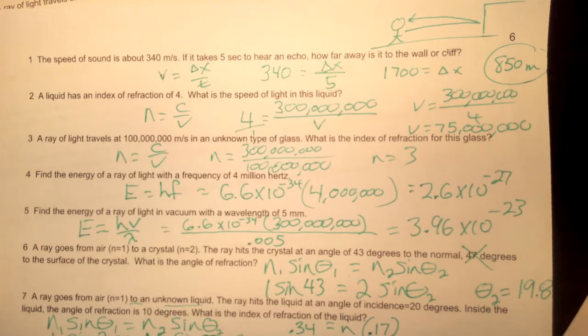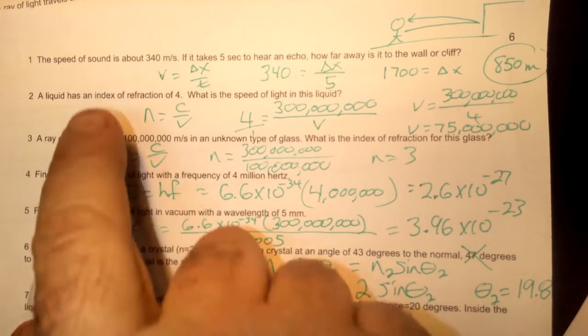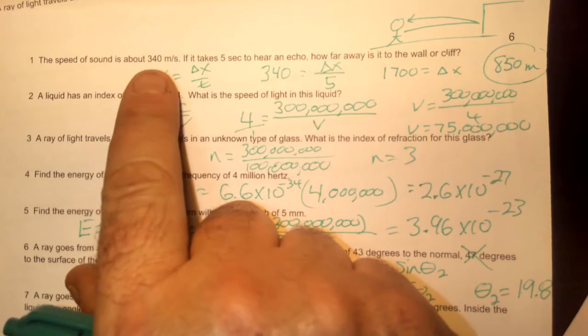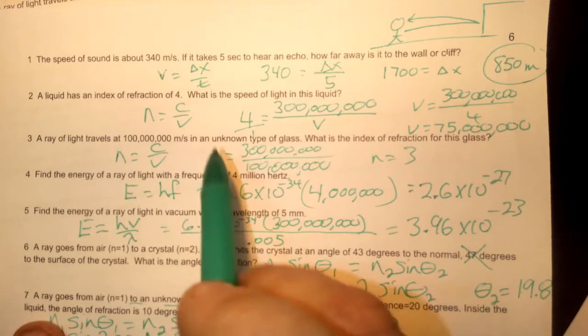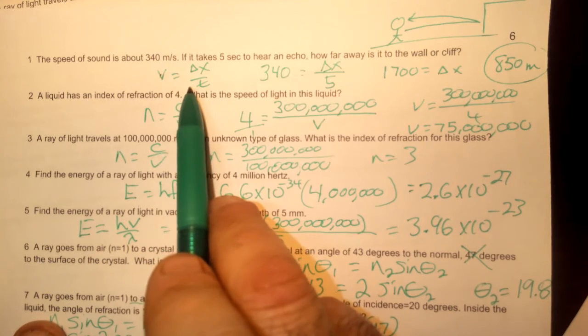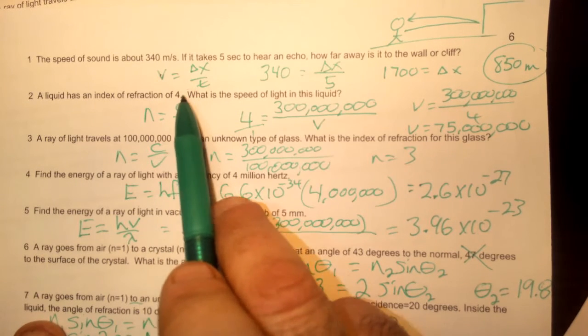This is the review guide for the quarter 3 test. Number 1, the speed of sound is about 340 meters per second. It takes 5 seconds to hear an echo. How far away is the wall or cliff? We're going to use the velocity equation that we had at the first semester.